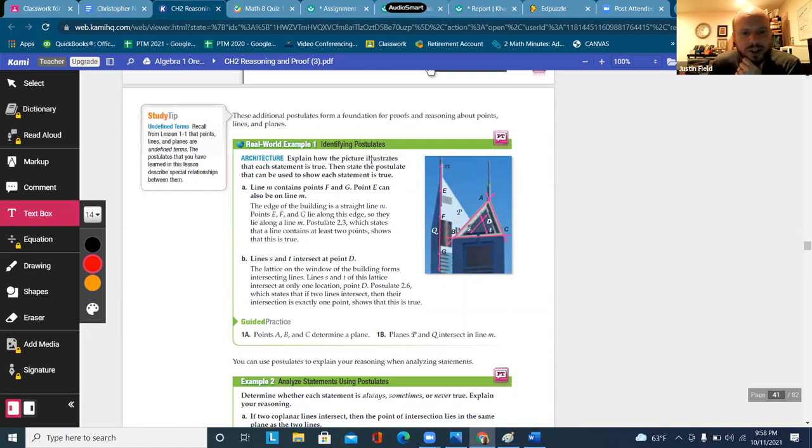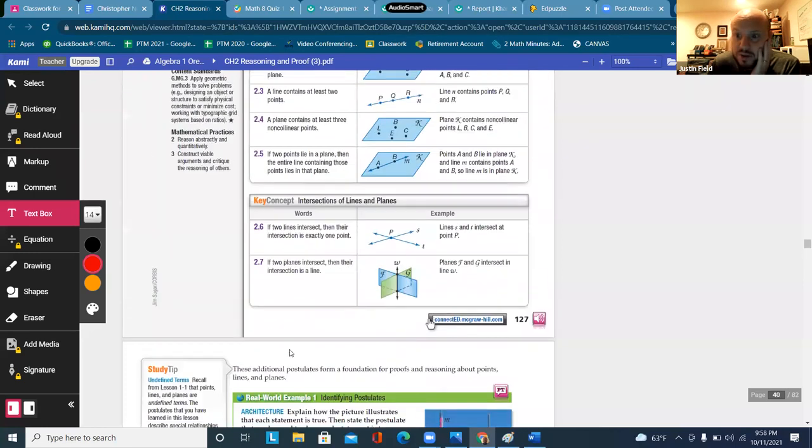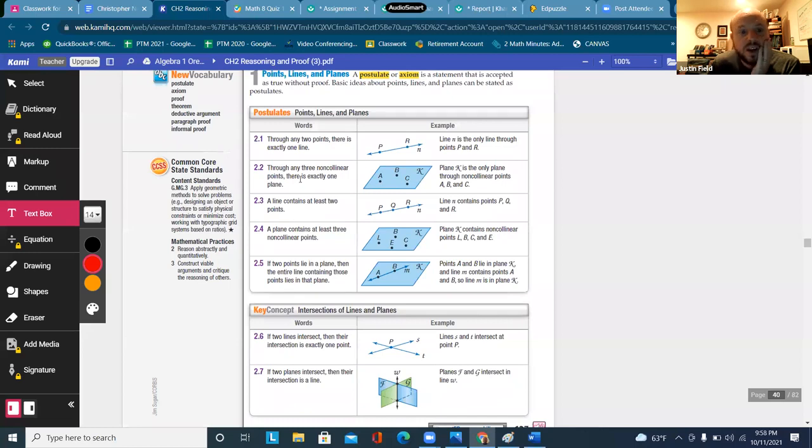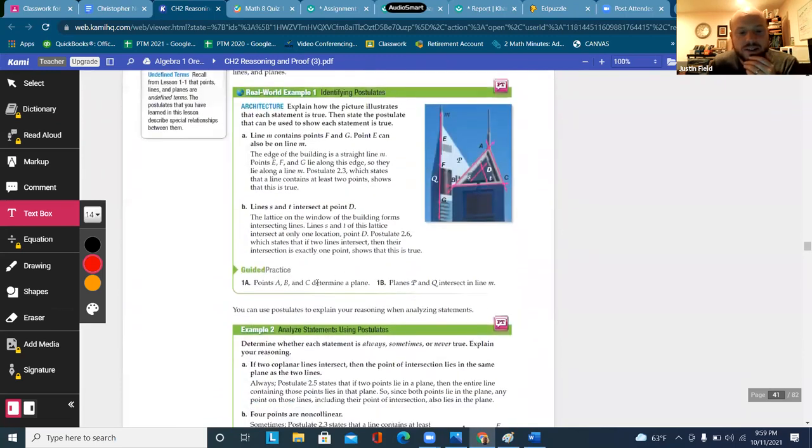Explain how the picture illustrates that each statement is true. Then state the postulate that can be used to show each statement is true. Points A, B, and C determine a plane. Now let's look and see which one that could possibly be. Through any 3 non-collinear points, there is exactly one plane. There we go. Found it. It is postulate 2.2.